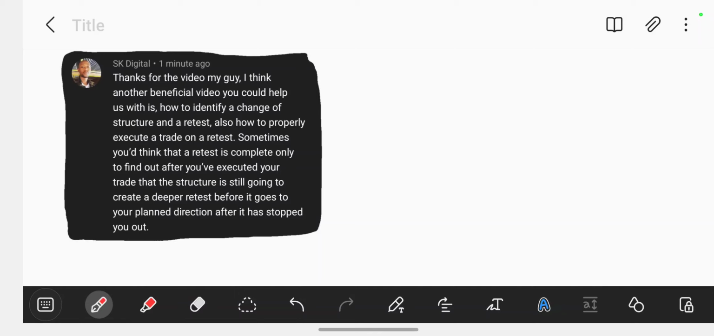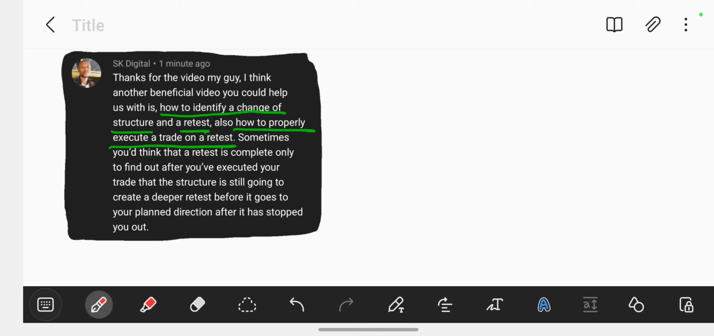Another beneficial video would be, how do you, this is the important portion, how to identify a change in the structure, and also when there's a retest, how do you properly execute a trade at that retest? Because sometimes he's saying you find that a retest is complete and then you enter, only to see the price dipping, going deeper, like forming a deeper retracement, and then before going in your direction. So we need to tackle that question.